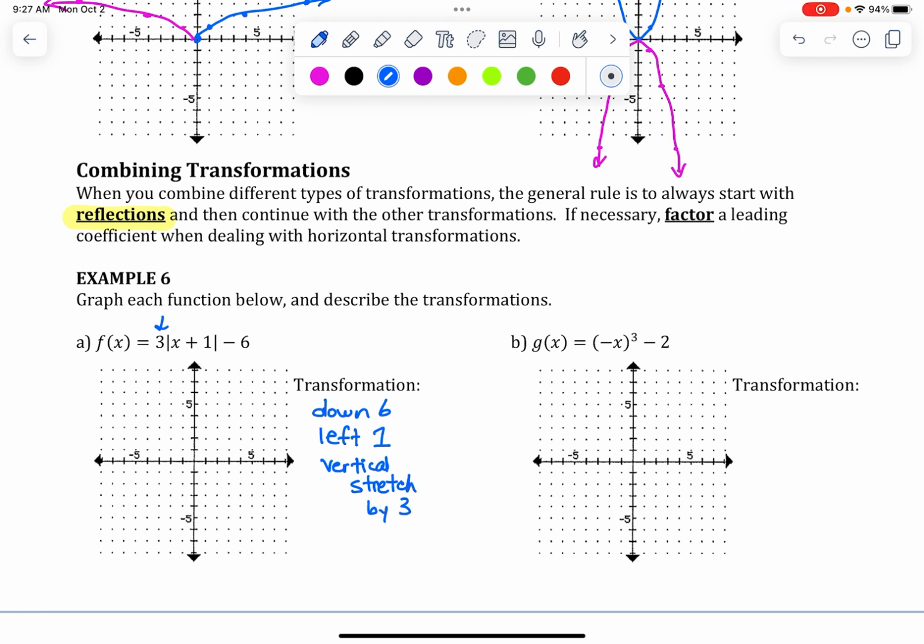All right? So again, if you take your parent function, your absolute value function, you have your V shape here. All right? So there's your general idea of an absolute value function.